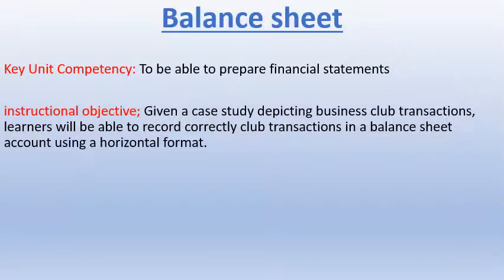Hi everyone, we're going to look at the balance sheet. Our key unit competence is to be able to prepare financial statements. The instruction objective: given a case study depicting business club transactions, you will be able to record correctly club transactions in a balance sheet account using the horizontal format.